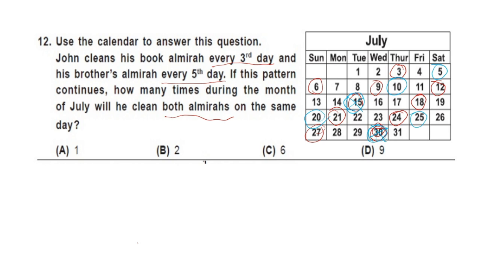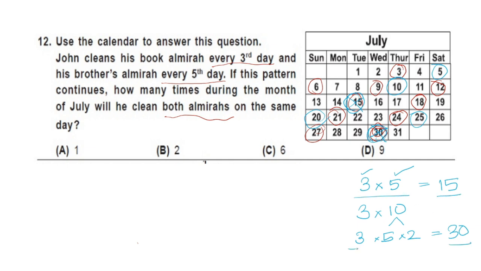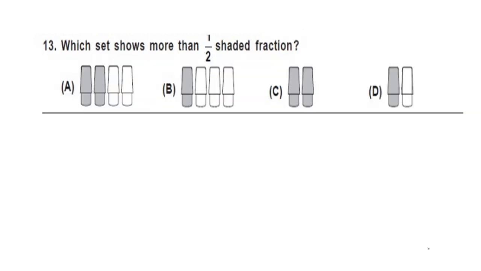intersected twice. Because if you look, it's 3 times 5 is 15. So both 3rd and 5th day will have 15, and 3 times 10, which can also be written as 3 times 5 times 2 is equal to 30. So both these numbers have 3 and 5 as its multiple, and that is why 2 times it will coincide the cleaning of the almira. So your answer is option B. Next question.